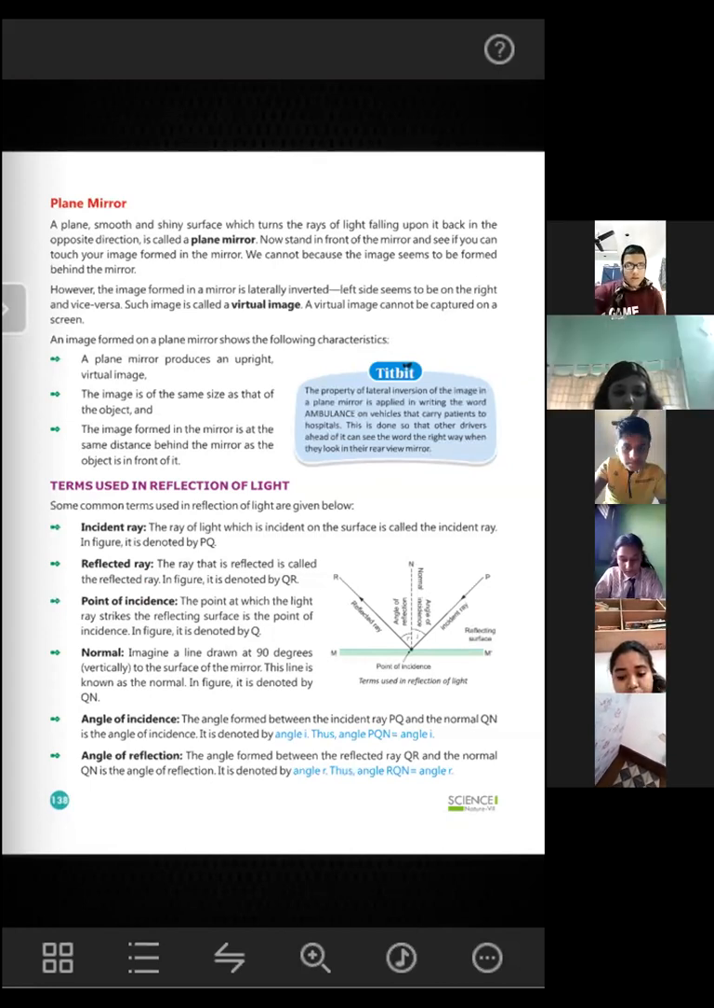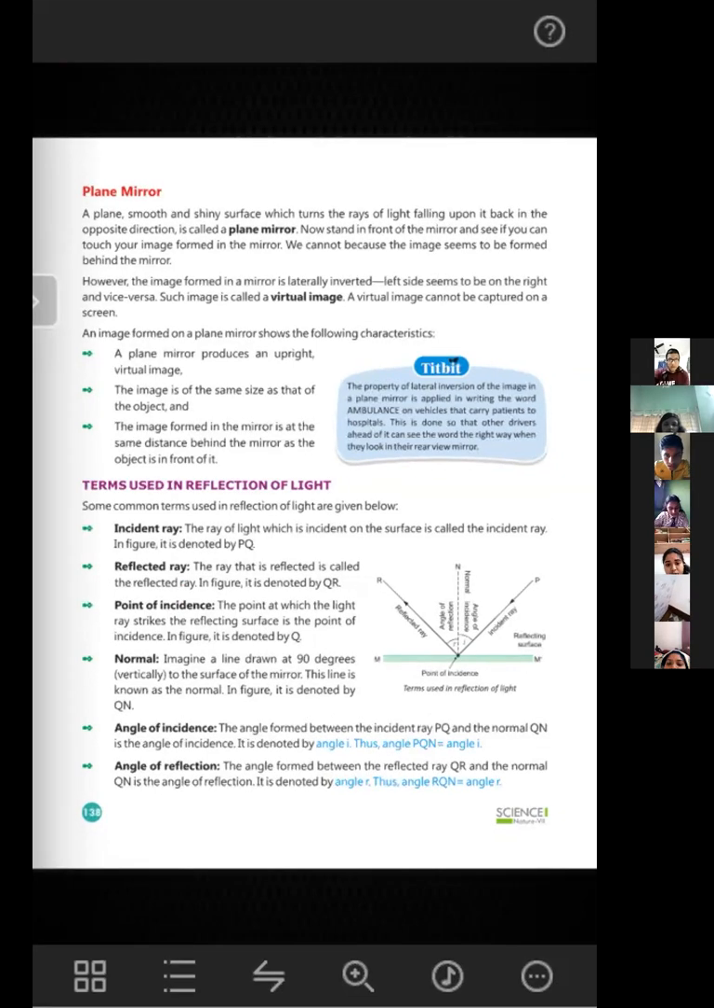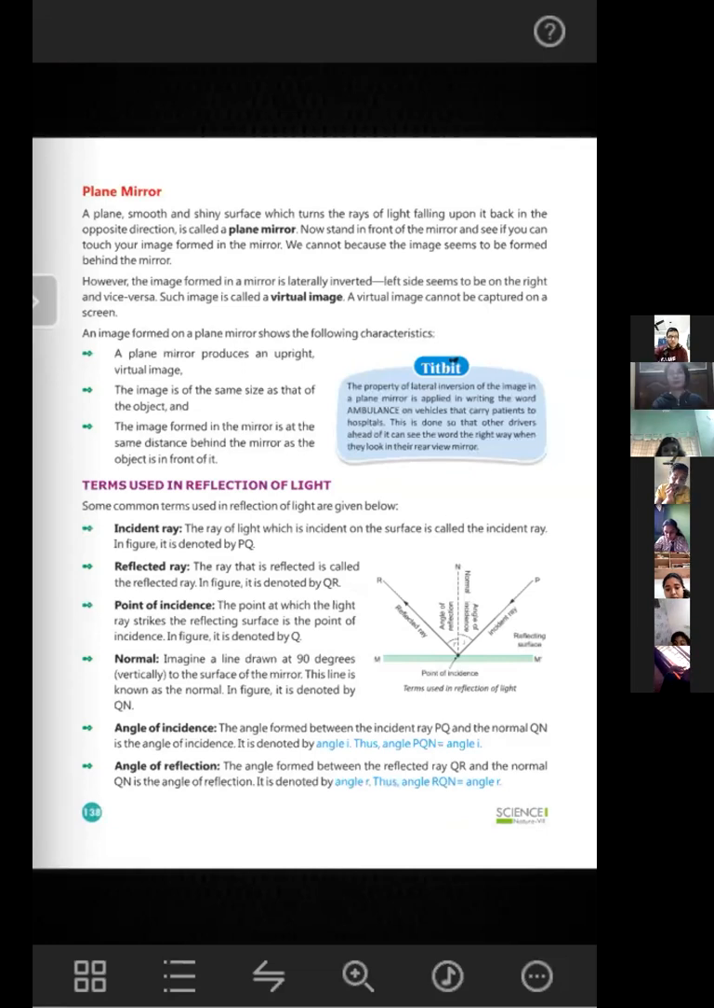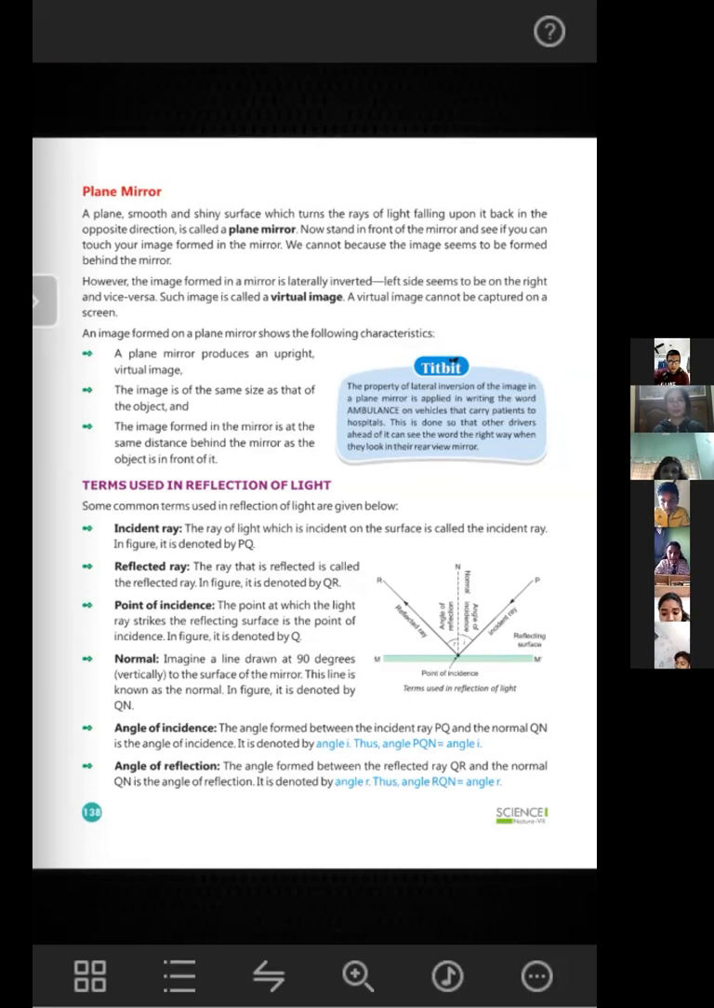Yes, ma'am. Then tell what is reflection of light. Can I say? Can I tell? Kulsum, can you tell the answer? Okay. Sorry, ma'am. Then I can. Okay, I can see that Onivo Maji has raised his hand. Okay, Onivo, you tell the answer.